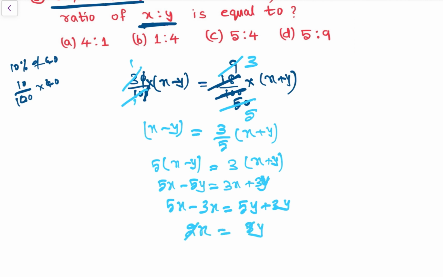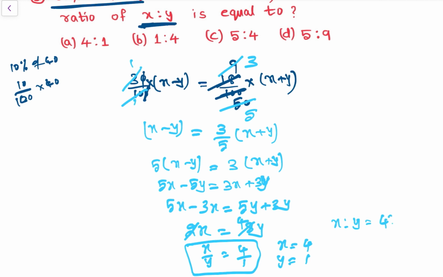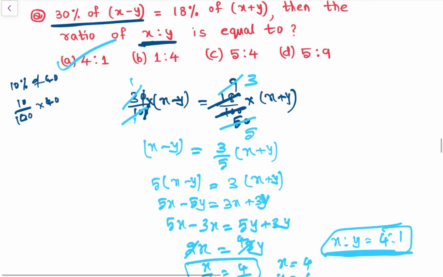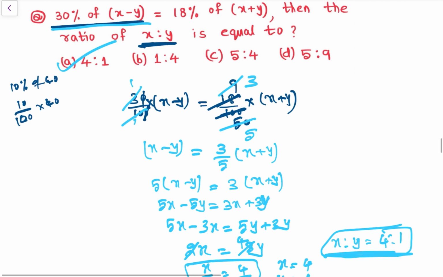So 2 and 4 cancel. So x by y is equal to 4 by 1. So x is equal to 4, y is equal to 1. So x is to y is equal to 4 is to 1. So 4 is to 1, A is the answer, right? So like this we can solve.